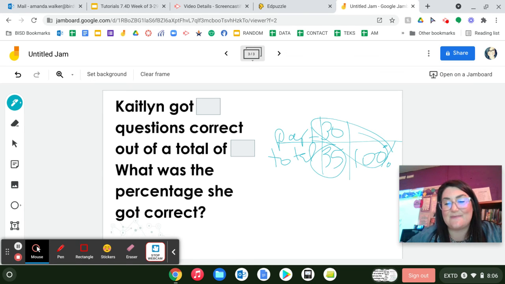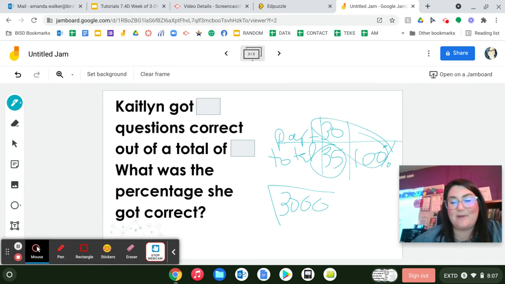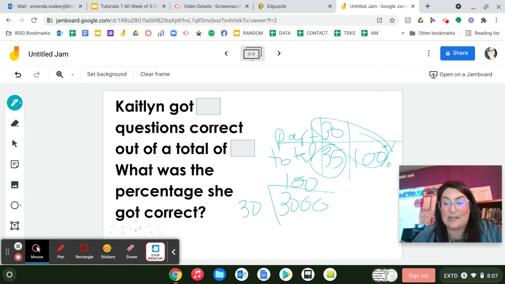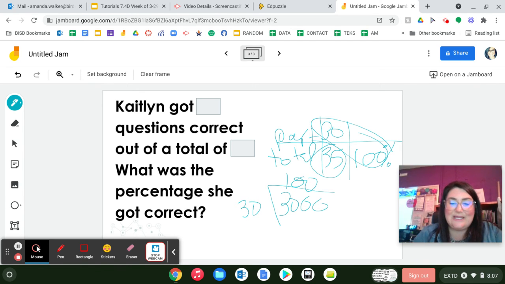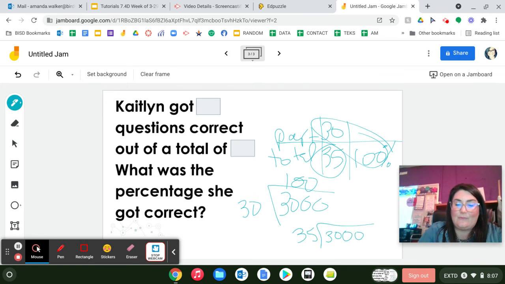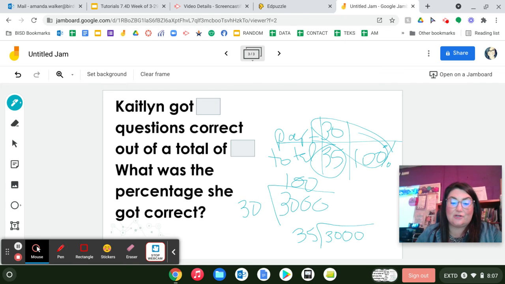If you want to estimate your work with mental math, I know that 1 times 3 is 3, and I have 3 zeros, so that would be 3,000, divided by, I could make this easy here and turn this to 30. And I know that it goes in about 100 times. The problem is that would mean that on my test, I would get 100%. It looks like Kaylin is close to getting 100%, but she's not quite there. So we need to do the actual solving in order to get our exact answer.